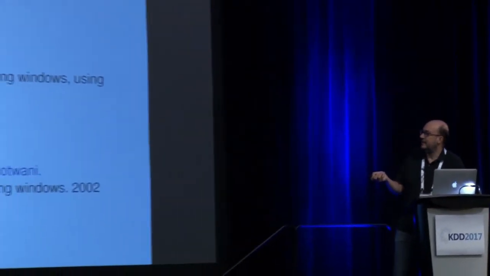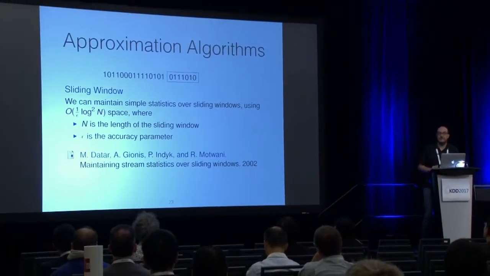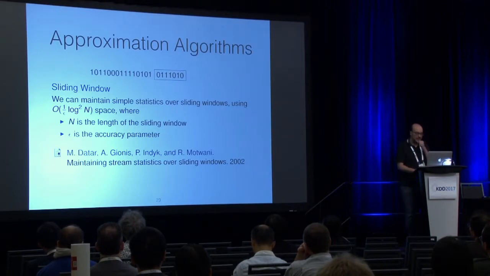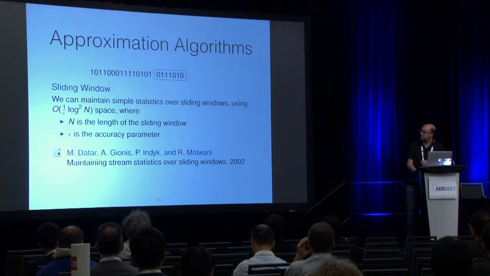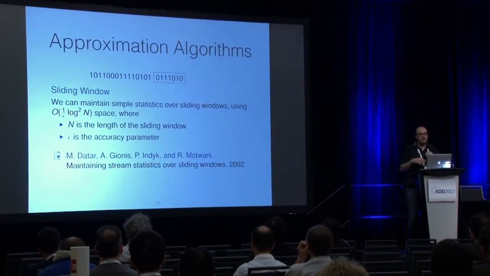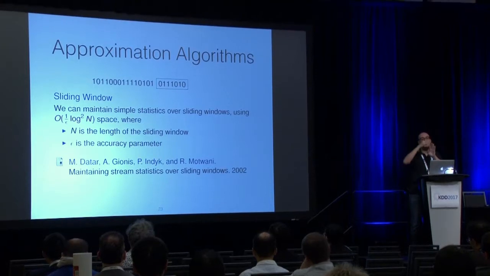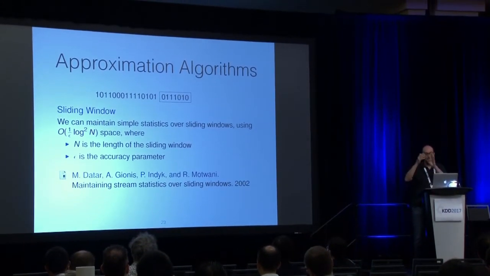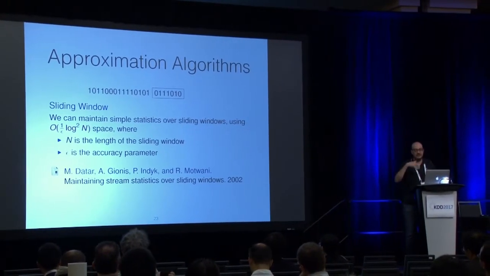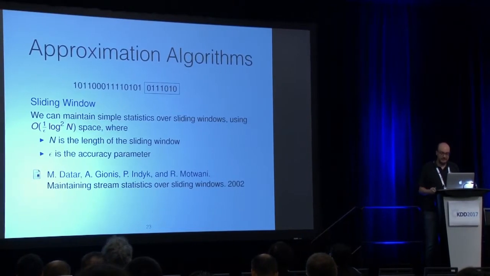There is this nice work of Datar, Gionis, Indyk, and Motwani that shows how we can use a logarithmic memory to store a streaming sliding window. This is a very nice result. Of course, we're going to have an error, but it allows us to have a very nice approximate method. Instead of storing all the sliding window, we store a logarithmic number of buckets. We divide the sliding window into buckets, and then we can compute all of these statistics in a very efficient way.